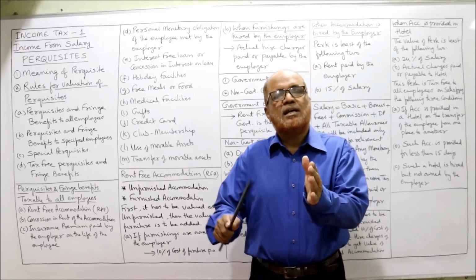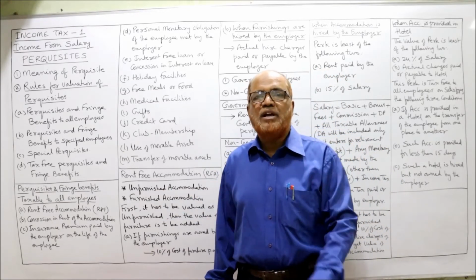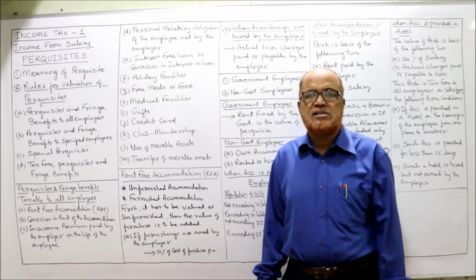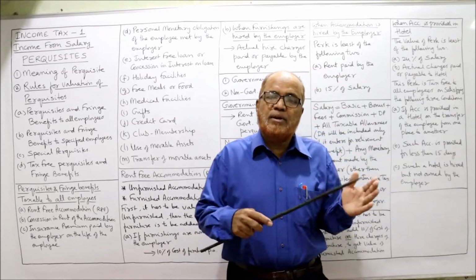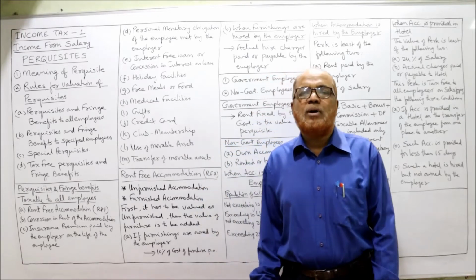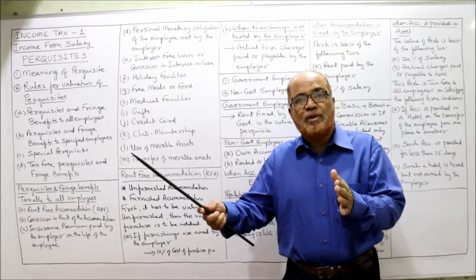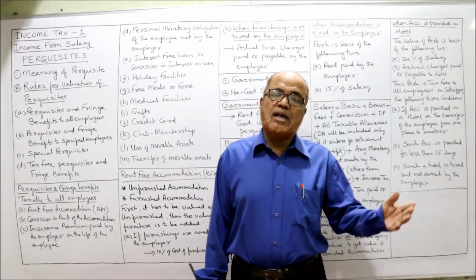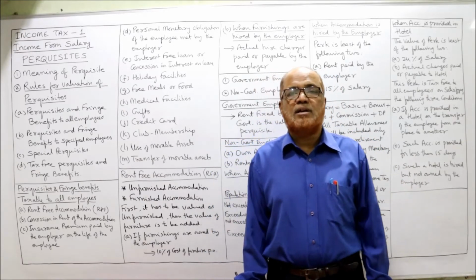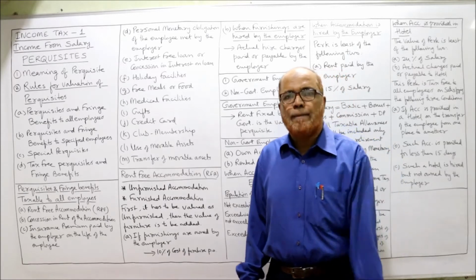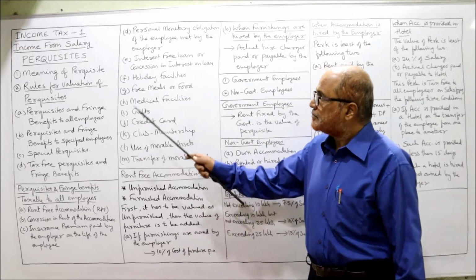Sometimes there is concession in the interest rate. Suppose a person has taken a loan from a bank, he has to pay 15% rate of interest to the bank. That is the banker's rate of interest. But if the same loan is taken from the employer, the employer will charge only 5% rate of interest. If he takes a loan from the bank, 15% rate of interest. The employer is giving the loan at 5% rate. He is getting a benefit, concession in interest rate. That is also a taxable perquisite.